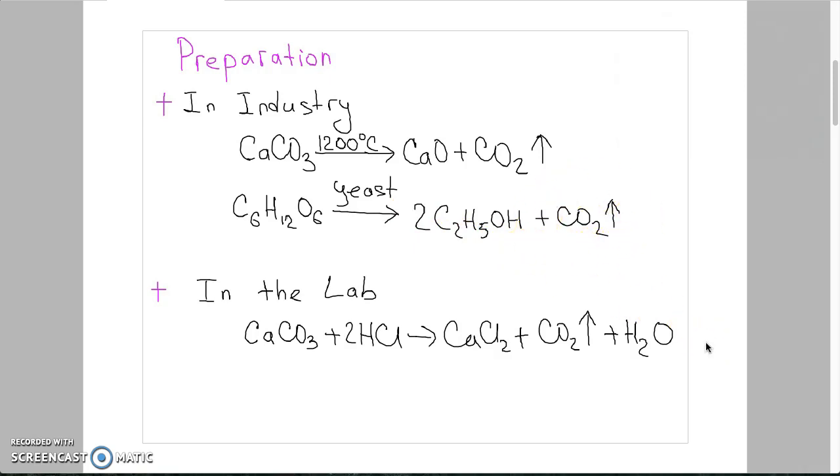In a lab, we can produce carbon dioxide by the action of dilute acids, here for example hydrochloric acid, on metal carbonates, here calcium carbonate. In the products we'll have water, carbon dioxide and calcium chloride.